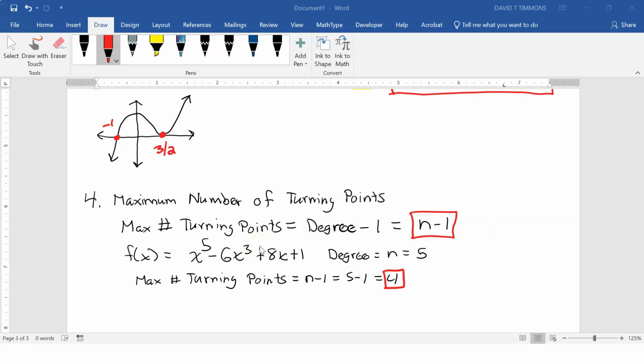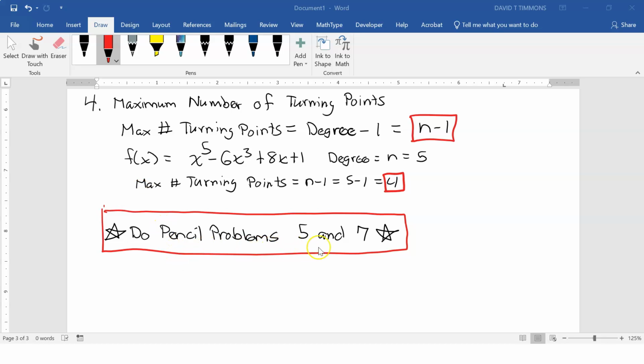There's an example on page 373 of your textbook. This polynomial, x to the 5th minus 6x cubed plus 8x plus 1. The highest order term is x to the 5th. That means it's a 5th degree polynomial, so our degree n is 5. Its maximum number of possible turning points would be n minus 1, 5 minus 1, or 4. So you can look at that example in the textbook. Now do pencil problems 5 and 7.